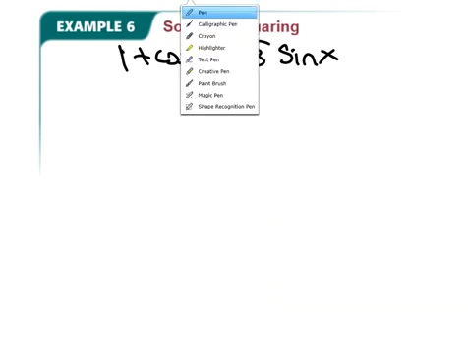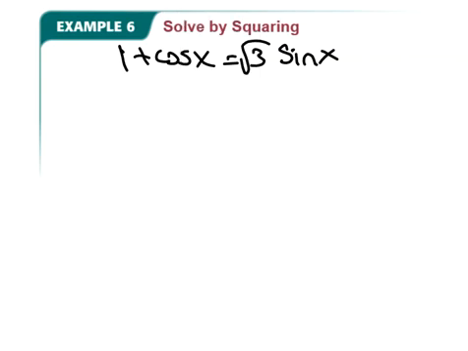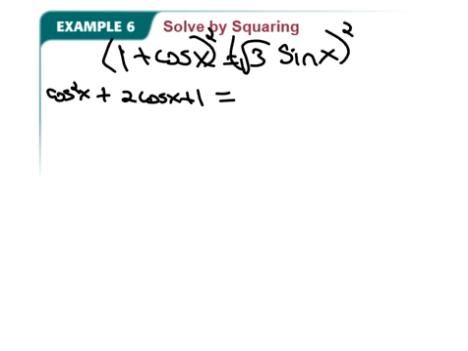Okay. So we've got 1 plus cosine x equals root 3 sine x. And I'm going to square it. So when I square it, I'm just going to go ahead and do it. Cosine squared x plus 2 cosine x plus 1. Remember, that's the multiplying of 1 plus cosine x times 1 plus cosine x. Then when I square, so this is squaring both sides. When I square the root 3, that is 3. When I square the sine x, it is sine squared x.